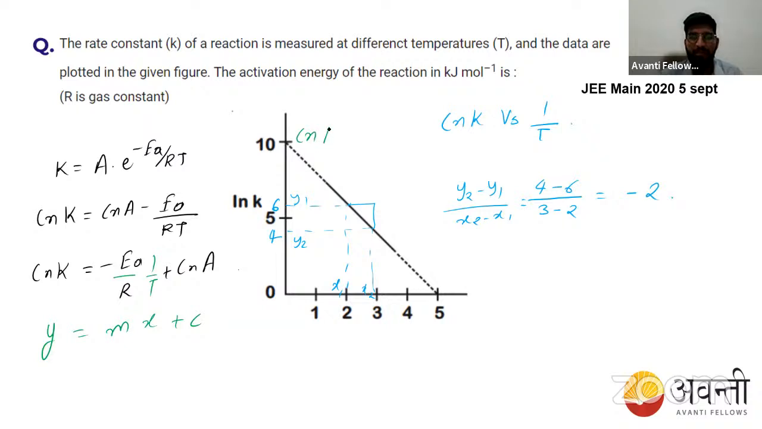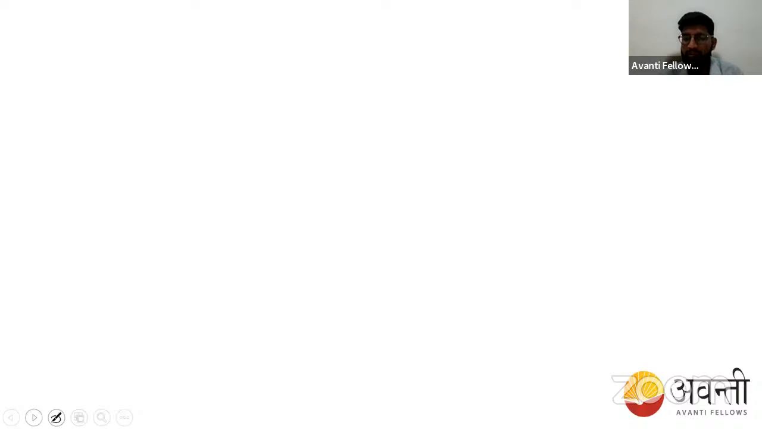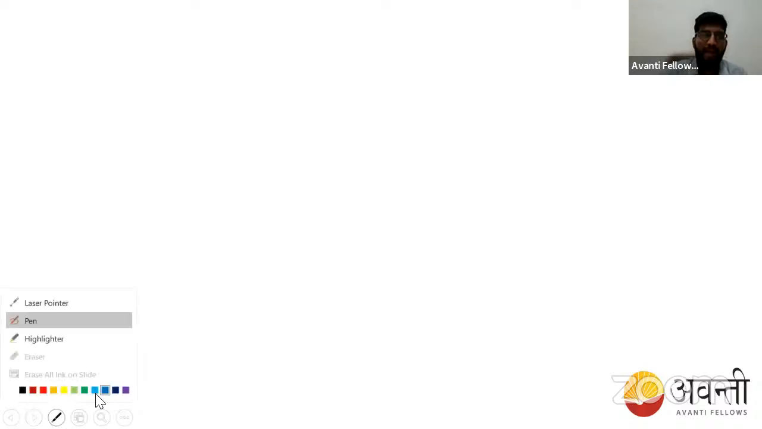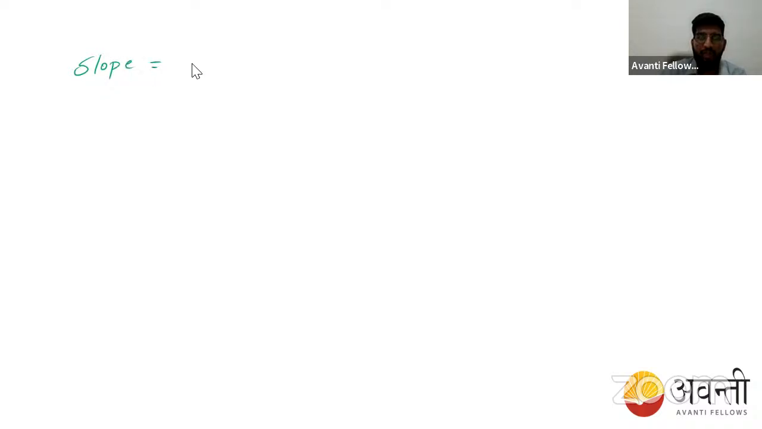So natural log of A is my intercept, and I can calculate the activation energy here very easily. You can put the values and tell me the answer here. So how can you calculate this? The slope, which is m. The m value is equal to minus Ea by R. So what is this? It is our slope. I have calculated the slope value. The slope value is equal to minus 2, which is equal to minus Ea by R.